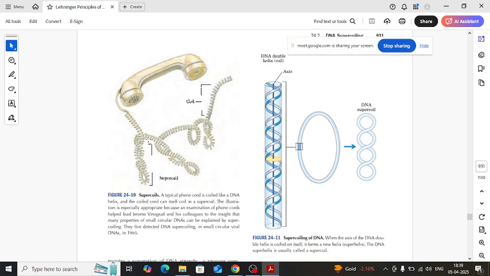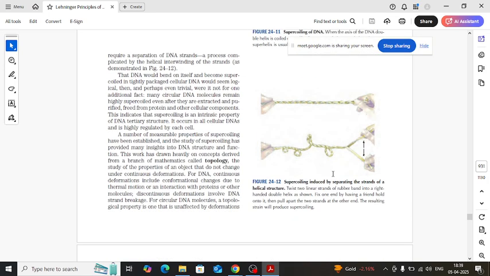For example, this is the DNA double helix which is coiled, right? When there is no supercoil, it is coiled. Now when it is supercoiled, the second strand will pass over the first strand like this, and like this. So that will make a coiling over coiling, which is called DNA supercoiling.